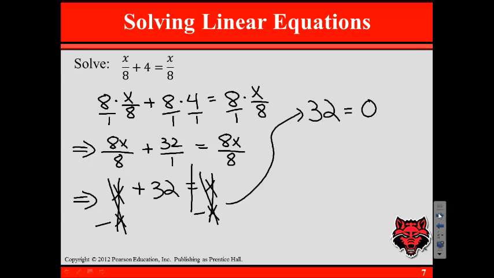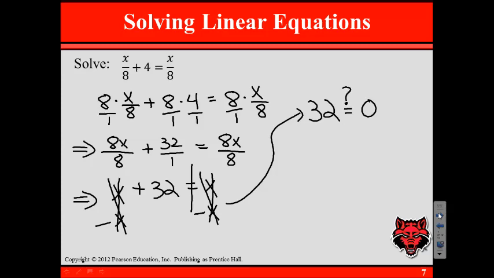Now this is something new. We have a statement where all of our variables have canceled and we're left with just numbers. When this happens, we'll see one of two things. We will either see a true statement or a false statement. So let's look at the statement we have left. We have 32 equals 0.